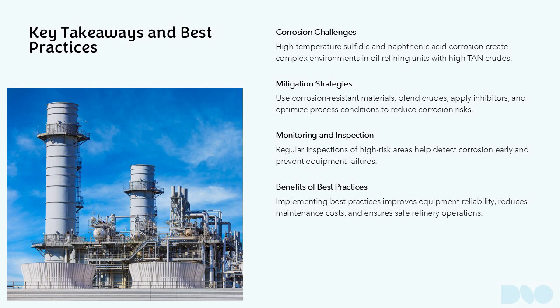Regular monitoring and inspection of high-risk areas are essential to detect early signs of corrosion and prevent catastrophic failures. By implementing these best practices, refineries can enhance equipment reliability, reduce maintenance costs, and ensure safe and efficient operations.